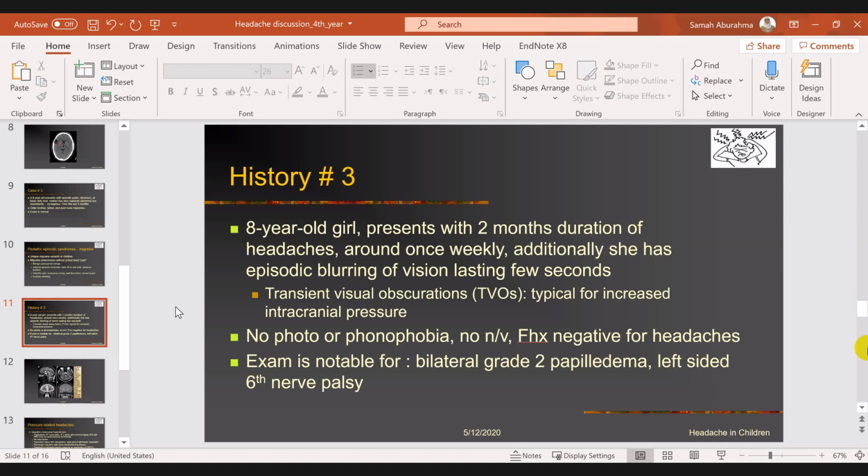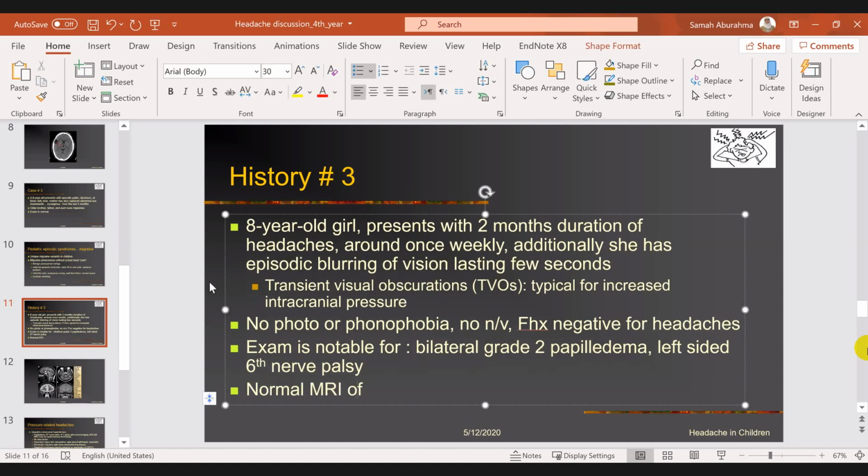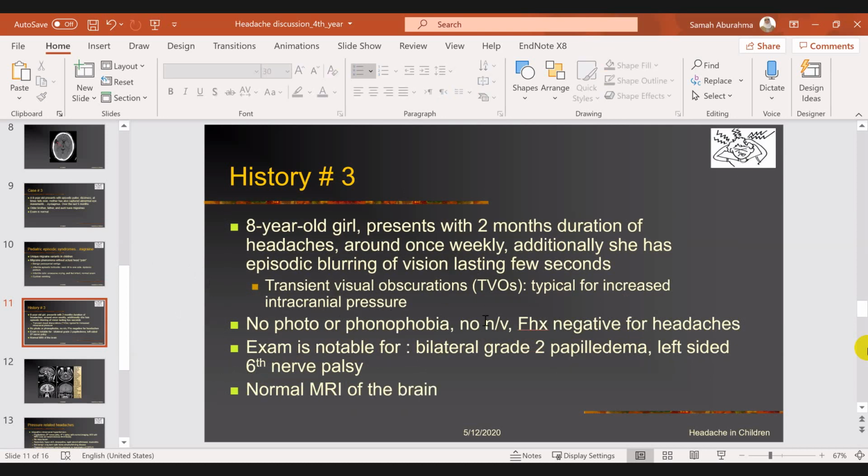So what do you think? Does she have increased intracranial pressure or not? She has 6th nerve palsy, which is typical for increased intracranial pressure. And she has transient visual obscurations, and she has papilledema. So she does have increased intracranial pressure, right or not? Yes. But her MRI is completely normal. Let's say the resident read the MRI at night and said, I don't see anything on the MRI of the brain. It's normal. No mass lesions, no hydrocephalus, okay?